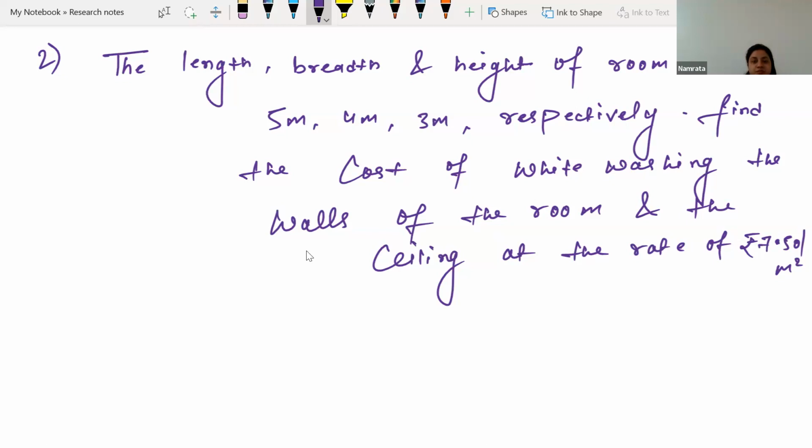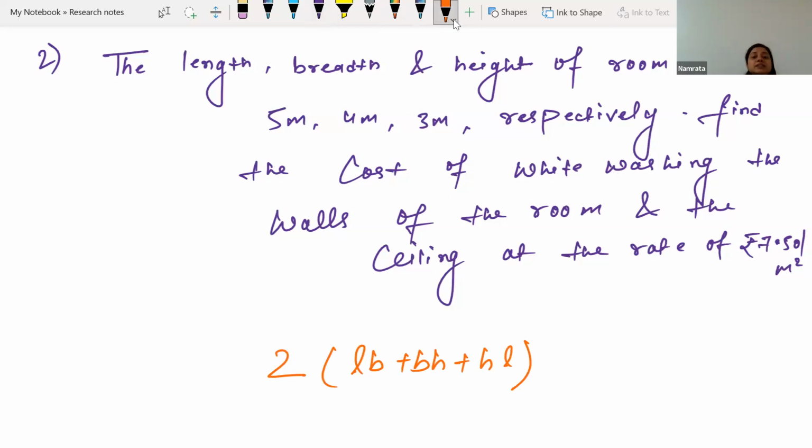We have to find the surface area of the cuboid, yes, of the room, and then because the floor is not considered, you just multiply it with the rate. The floor is not considered, so we have to exclude the floor from the surface area formula. So again, the surface area formula is the same: length into breadth, breadth into height, height into length. From this formula, we have to exclude the floor.